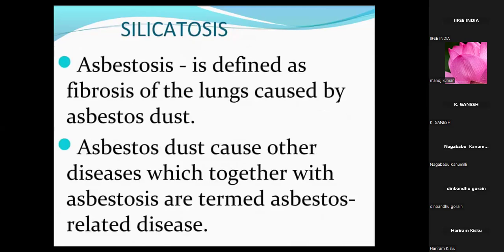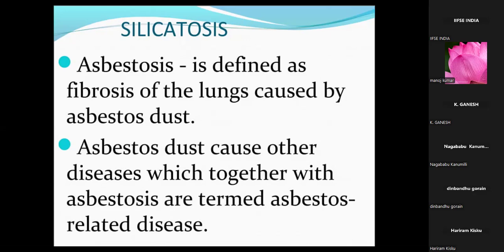Then silicatosis. Silicatosis we have seen in the classification. One is because of the silica, that is silicosis. Silicatosis is caused by derivatives of silica. It may be with different types of minerals that the metals industry uses. So one of them is asbestosis.